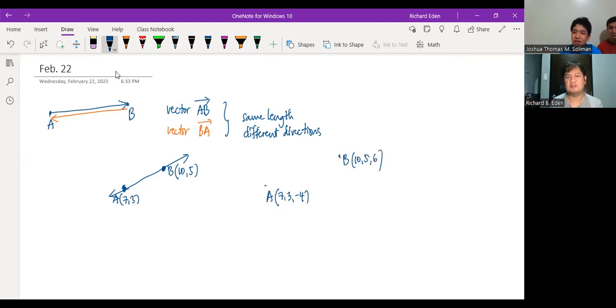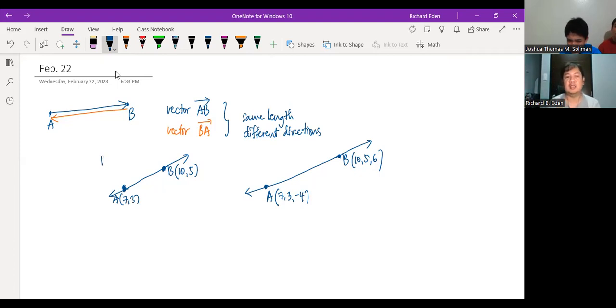Kung in four dimensions kaya po, will it still be explained by vectors? But have you encountered how to come up with equations for line AB in three-dimensional space? I wanted to know where we are right now as far as you're concerned. Hindi ko po alam. All right. Okay.